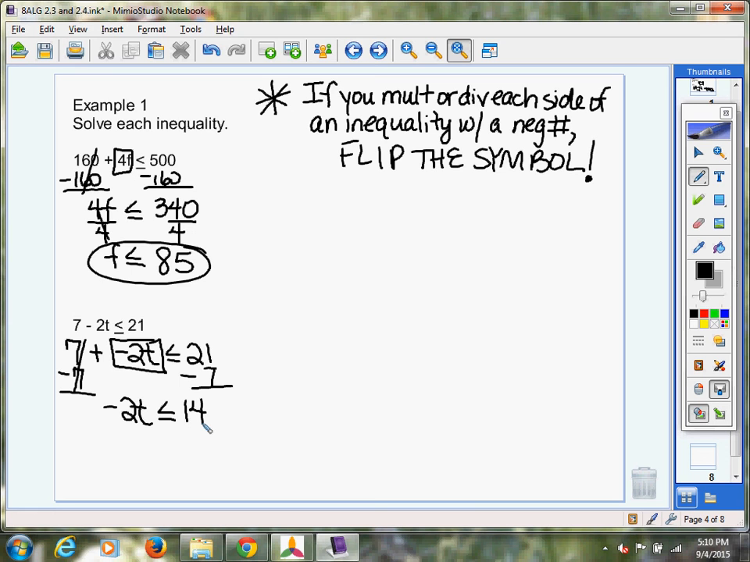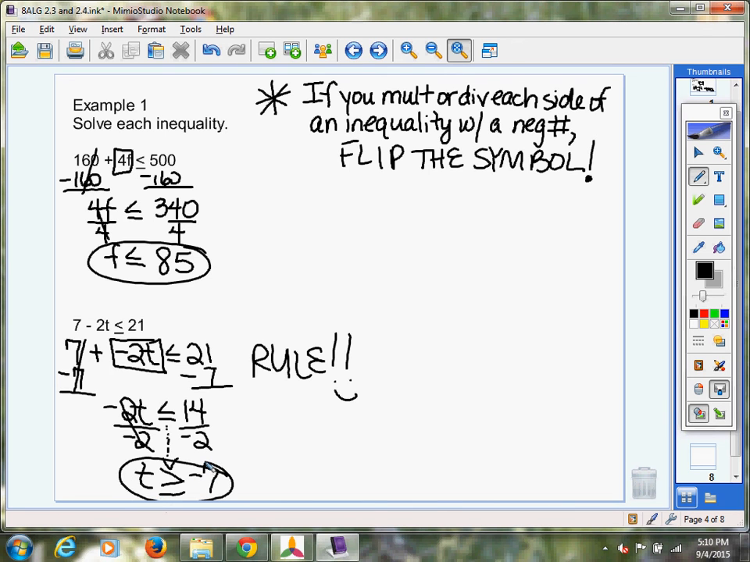All right, now we're ready to get the t by itself. Pay close attention. We have a negative sign. We are getting ready to divide each side with a negative number. The rule is going to come into play here. So make sure you remember the rule. We're going to use it here. So we're going to take t, drop it down, and instead of less than or equal to, we're going to make it greater than or equal to, because we divided each side with a negative number. And now we've got 14 divided by negative 2, and that's going to be negative 7. And there's your answer. t is greater than or equal to negative 7.